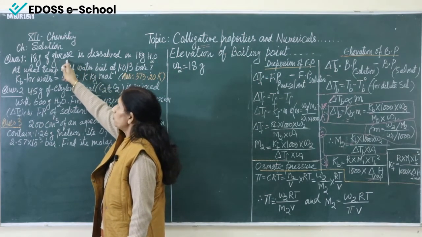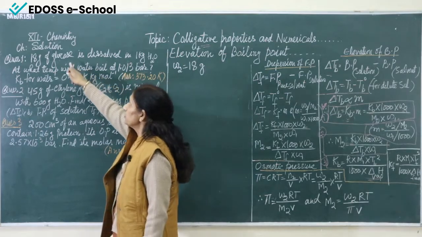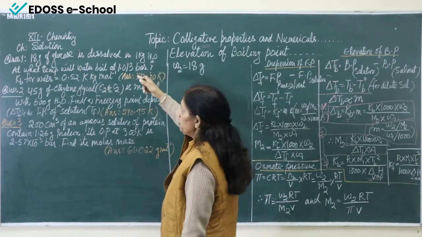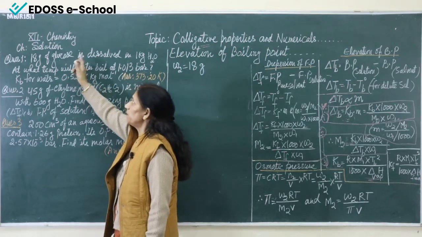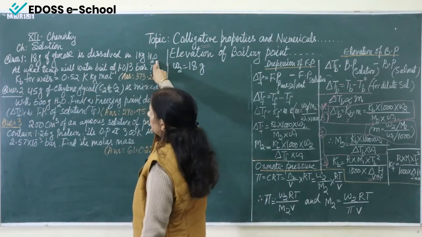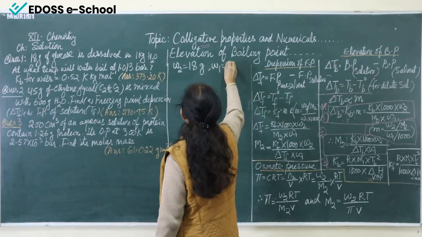And now this is glucose. So we know our solute is glucose. If you have to find M2, then you can find it with the help of this formula. It is dissolved in 1 kg water, so W1 is 1 kg.